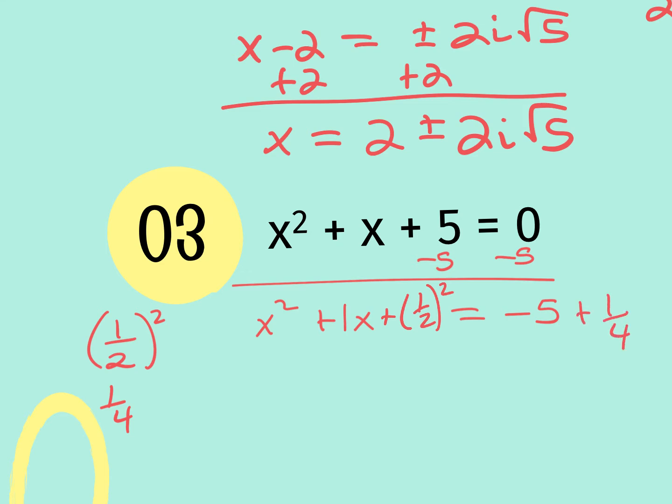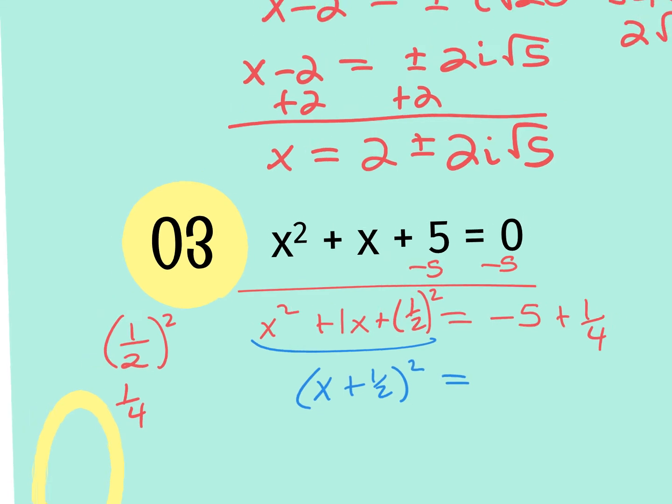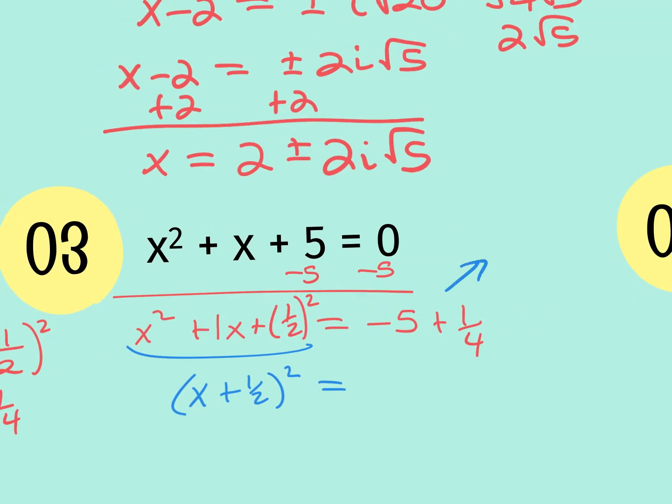I need to factor this side. So this becomes x plus 1/2 squared. Over here, I need to add this. So it's really -5 over 1 plus 1/4. I need a common denominator. I'm going to change the -5 and make it -20 over 4 plus 1/4. And then when I combine that, it ends up being -19 over 4. So that's what I get when I add that.